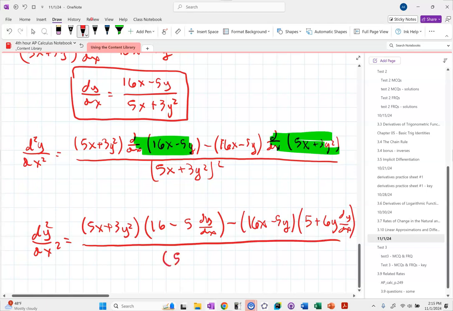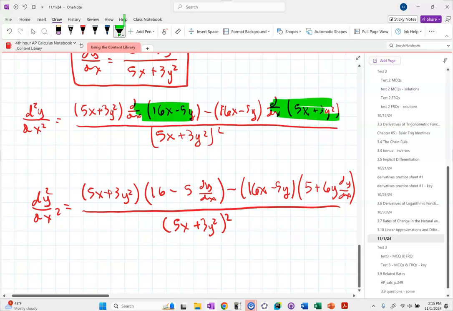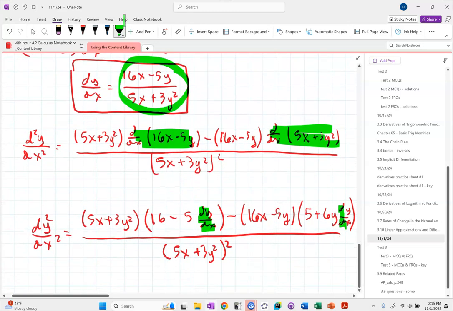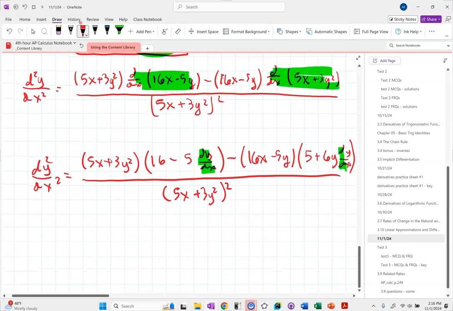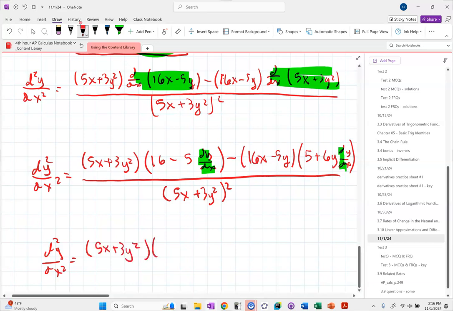And the denominator. Am I done? No. Alex says no. What do I still need to do? I don't need to get dy dx by itself, but I do need to substitute in what dy dx is. So my last step would then just be replacing those dy dx's with that fraction, which is super gross. Mr. Kulik, that's a disgusting, mega complicated looking answer. I know.